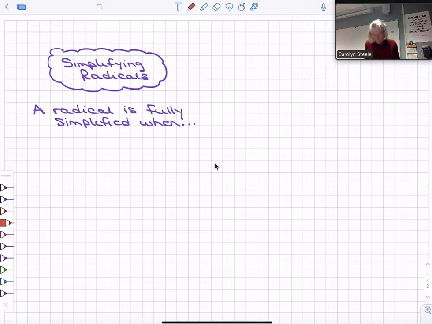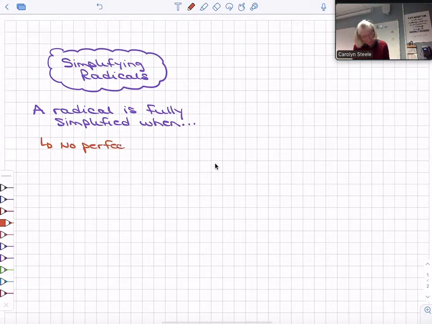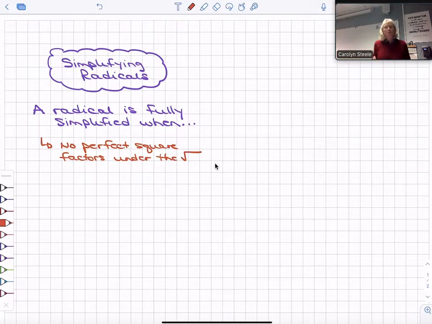Now, thing number one is that there can be no perfect squares under the radical sign. And this connects to that activity we did a couple classes ago about visualizing square roots and taking a square and partitioning it into smaller squares. So think about that when we talk about this. So a radical is fully simplified when the first thing is no perfect squares under the radical. So no perfect square, I should say no perfect square factors under that radical sign. You can think of them as perfect squares, think of them as square numbers.